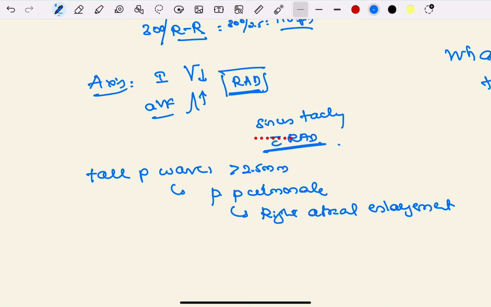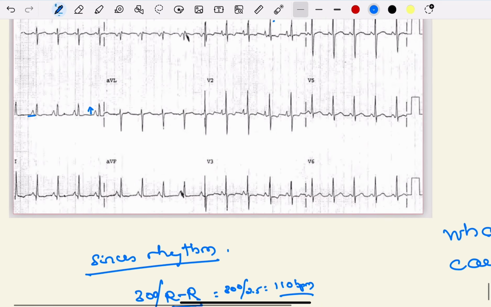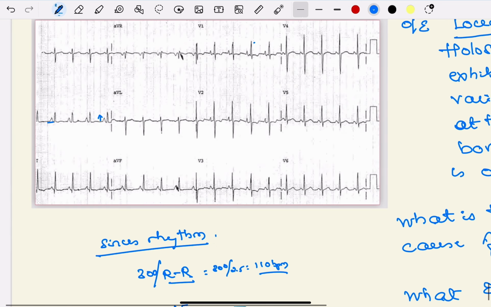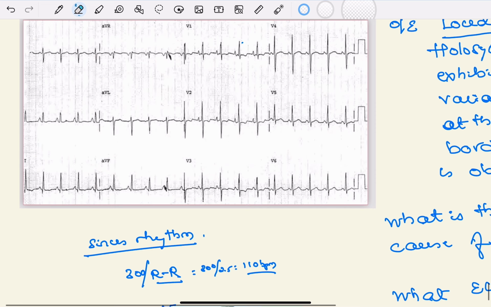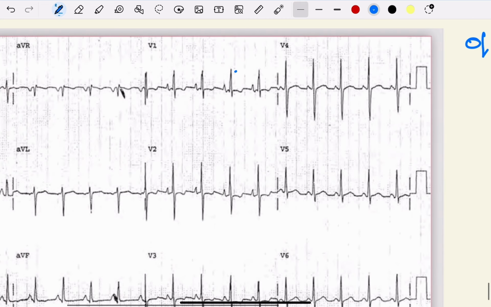Right atrial enlargement. So one abnormality we got. Now let's look at the QRS complexes. What happened to the QRS complexes in lead 1? Look at lead V1. What happened here? There is a predominant R wave compared to S. That is, the RS ratio is more than 1.